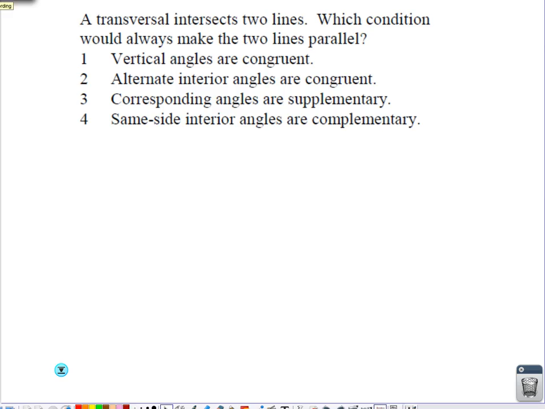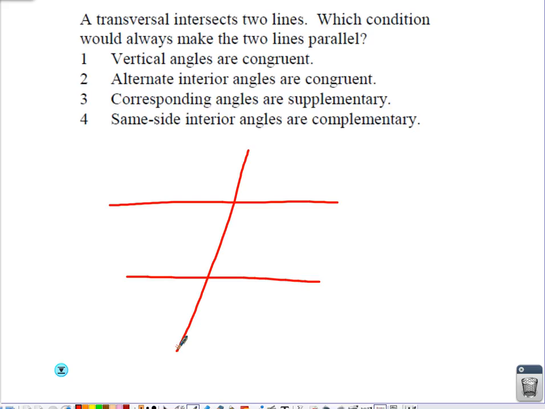Next problem. It says a transversal intersects two lines. Which condition would always make the two lines parallel? Got two lines cut by a transversal. Which of these conditions always make the lines parallel? If vertical angles are congruent, if I say these two angles are congruent, does that mean those two lines are parallel?